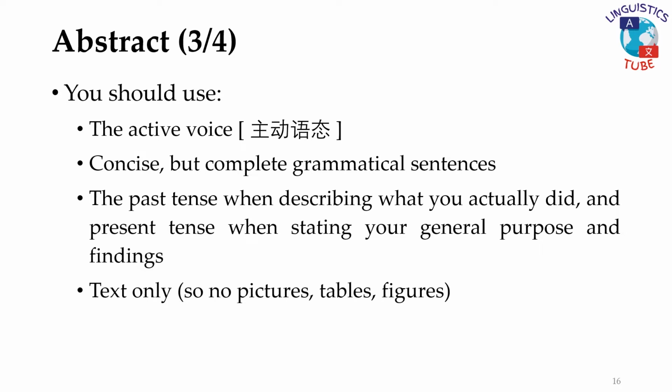Secondly, your sentences must be concise, yet full and completely grammatical. Regarding tense, you should use a combination of the past and present tenses. Use the past tense when describing what you actually did, such as a specific action that you performed, and use the present tense when stating your general purpose and findings. These will be general states that are not related to a specific time that something happened. Finally, even though you can use pictures, tables, and figures in other sections of the article, the abstract must only use text.